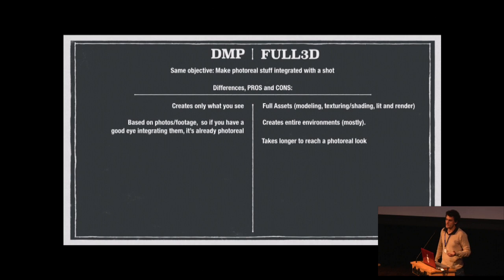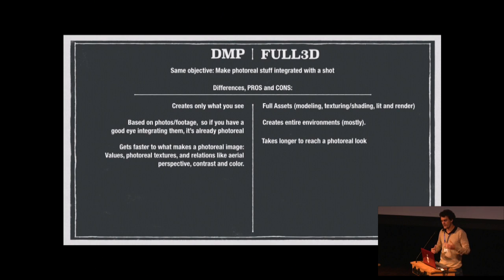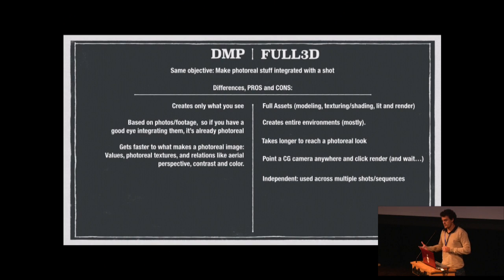And in matte painting, as it is based on photos, and photos are already photorealistic, if you have a good eye for integrating them, you get faster to what makes a photoreal image. Things like values, relations between elements, photoreal textures, contrast, perspective, aerial perspective. You can tweak this faster. But in full 3D, you just point your CG camera anywhere and click render, and you wait a lot because renders take longer, or you submit your work to our friends at Render Street. They are great guys. I don't know if they're here. Yeah. Thank you very much.